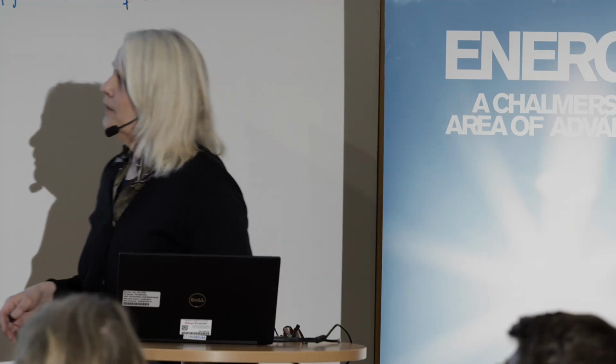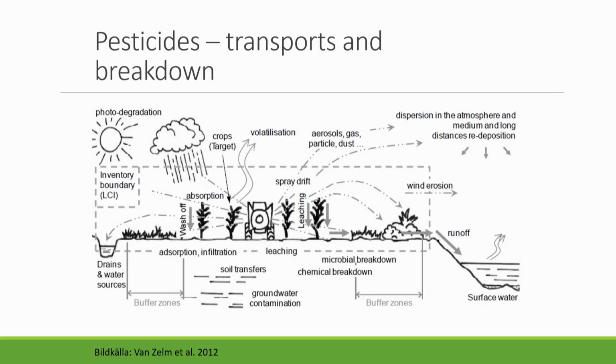Pesticides are basically a toxic chemical that we spread in an ecosystem. This is just to show the complexity in how it can transport and break down. So the effects are very, very local. Basically we can have spray drift, which goes into rivers. We can have leaching of pesticides. We can have wind erosion, and depending on what type of chemical it is, how volatile it is, this can be stronger or less strong.